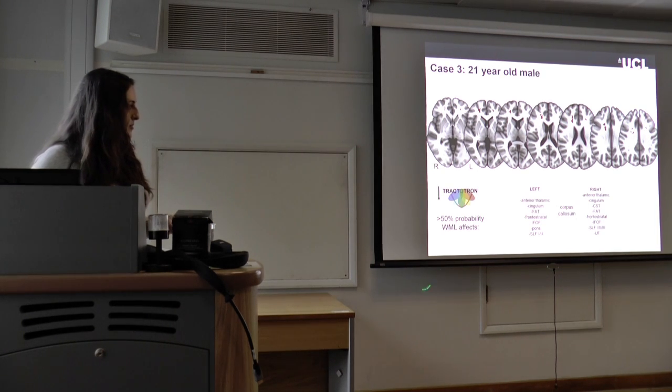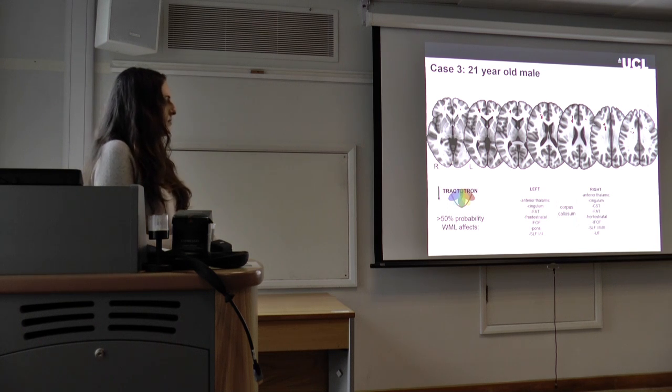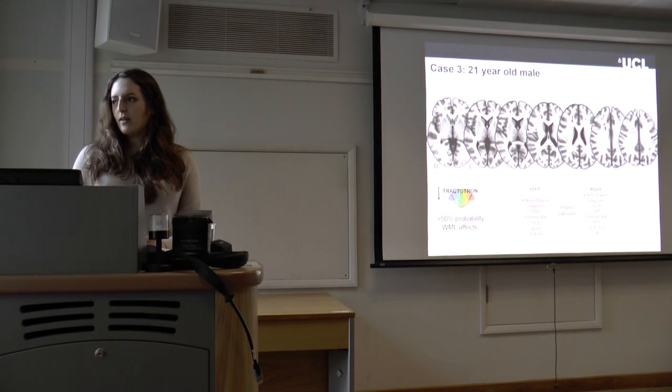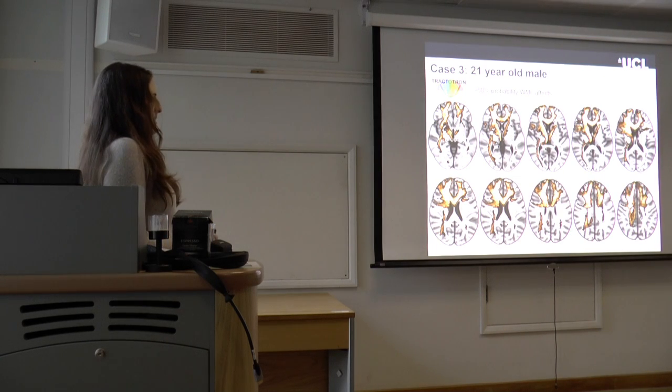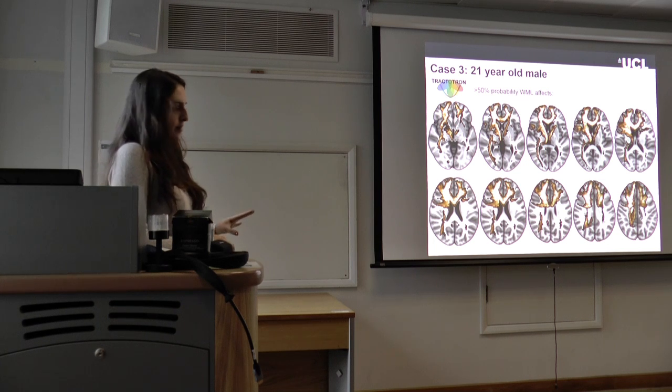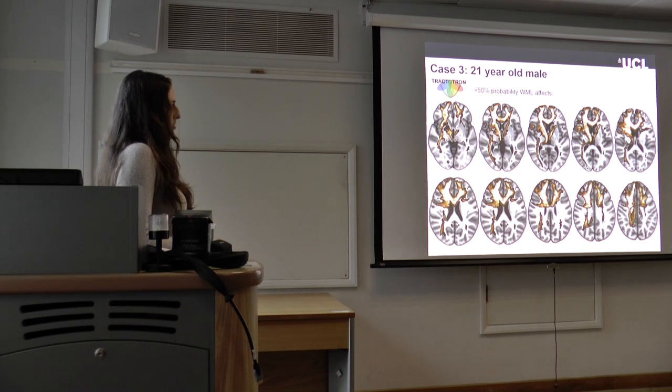And again, going through Tractotron, we find frontal lobe white matter pathways affected here: corpus callosum, anterior thalamic, cingulum, frontostriatal, inferior fronto-occipital, superior longitudinal. So it's a very similar pattern to what we've seen in the last two cases as well. This is his probability of disconnection map, where orange would be 50% probability of disconnection, and white would be more like 100%. And it looks like the anterior corpus callosum is very affected, all the way superior through the brain.